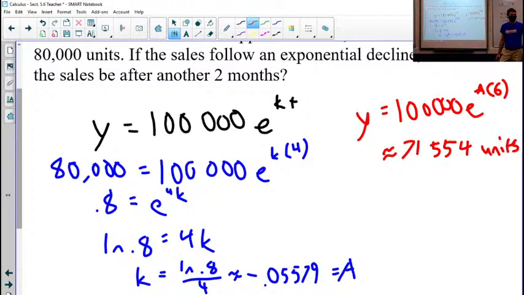Questions on any part of that? I did 80,000 times K to the 2 and got the same answer. That's fine. Because you're treating 80,000 as your starting amount and then saying after 2 months, after we hit 80,000, where are we at? That's doing the same thing. It's just treating the variable a little bit different. That's fine. Anything else? Okay.